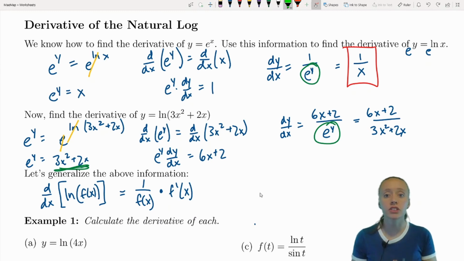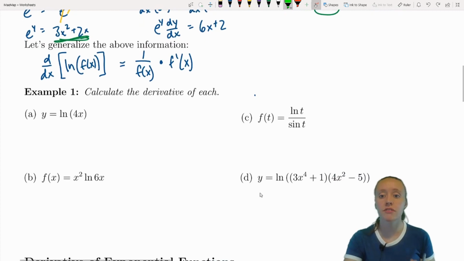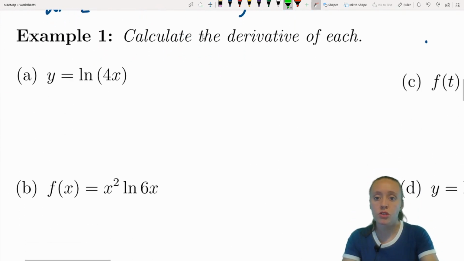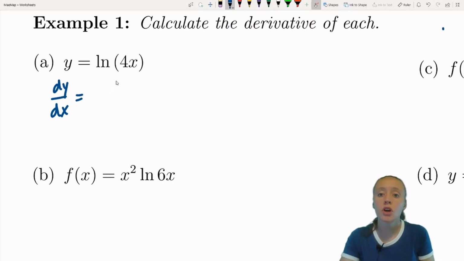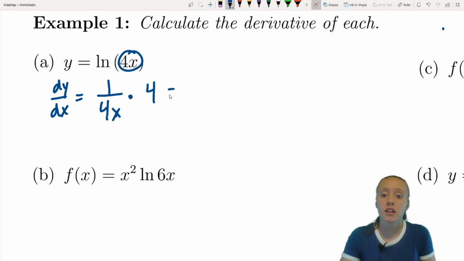So now that we've got a good introduction on taking the derivative of that natural log function, let's calculate the derivatives of each of the following. Zooming in, for example 1, we're going to be taking the derivative of the ln of 4x. dy/dx is going to be equal to, remember that chain rule, 1 over f of x, so 1 over 4x times the derivative of f of x, the derivative of 4x, which is 4. This simplifies nicely because our 4's will cancel out. So the derivative of ln of 4x becomes 1 over x.